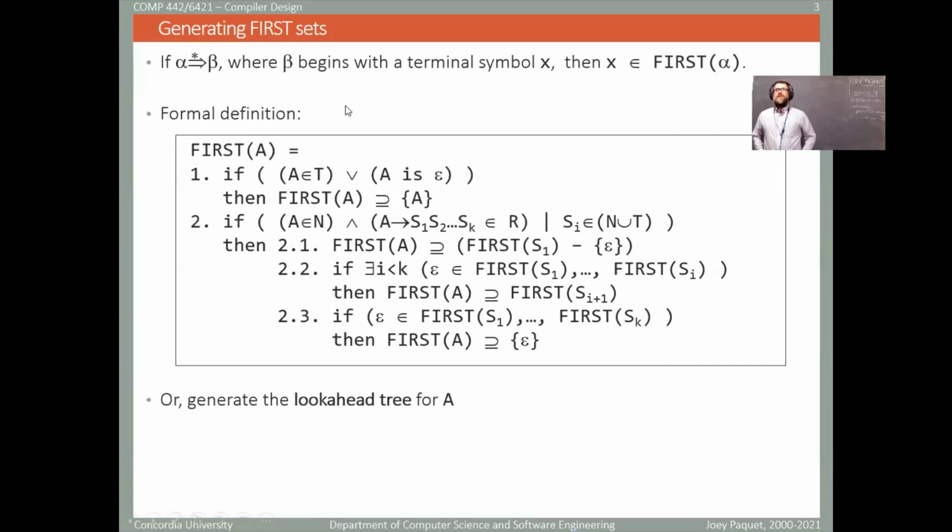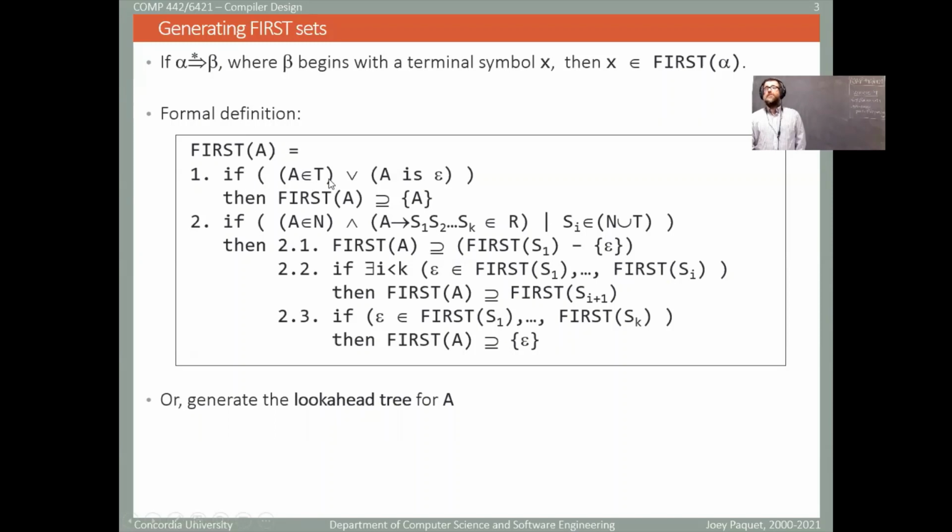Now, that's the general notion of the first set, but what we are really interested in is the first of a symbol, either a terminal or a non-terminal. Here you have two rules that define the first of a symbol.